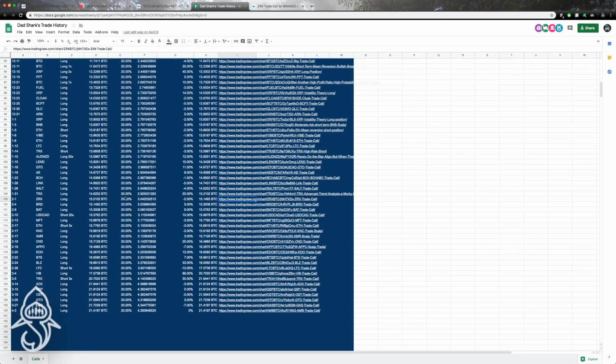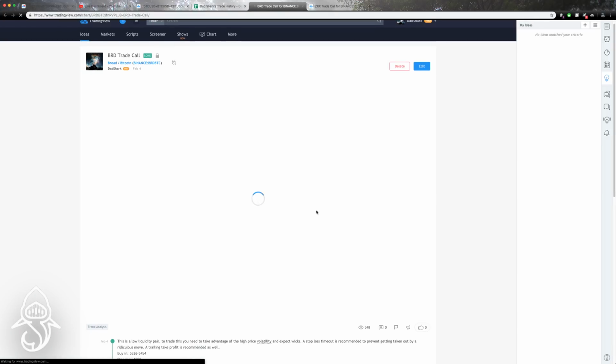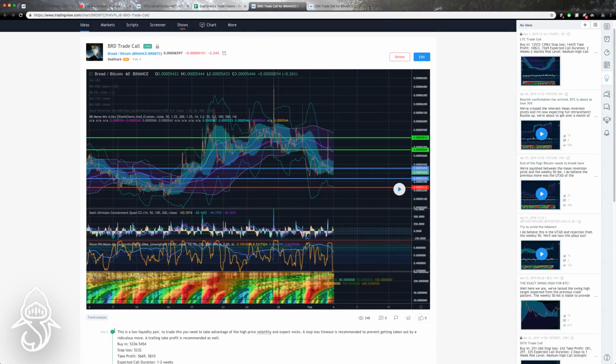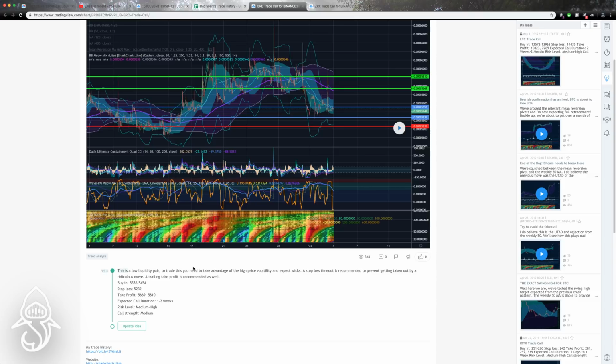So let's take a look at the next trade. Next trade's up 5%. It's just BRD. And I also had these cute little notes here, like this is a low liquidity pair. To trade this, you need to take advantage of high price volatility and expect wicks. A stop loss timeout is recommended to prevent getting taken out by a ridiculous move. Trailing take profit is recommended as well, okay?